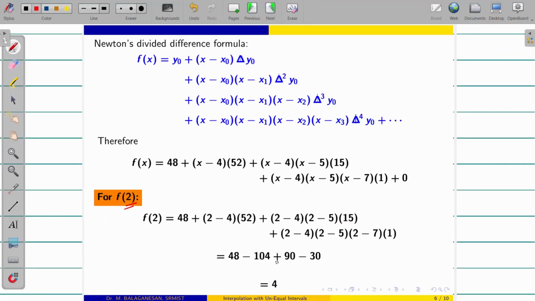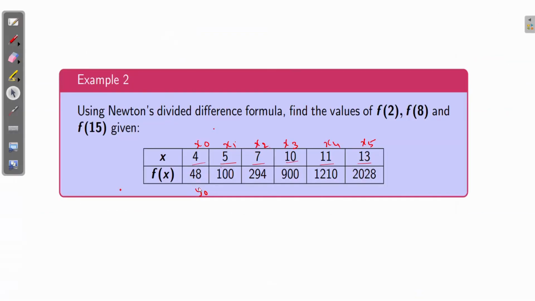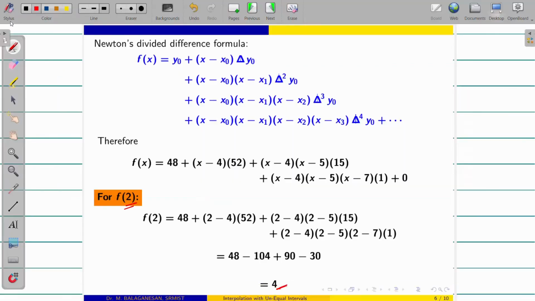F of 2 is 4. How to conclude whether it is right or wrong? Because our given data is in ascending order. F of 2 is equal to 4, so it is in the previous level. F of 2 will be here, so it will be before 48. So if you get a value after 48, it will be absolutely wrong. So this is the way you have to do the cross check.